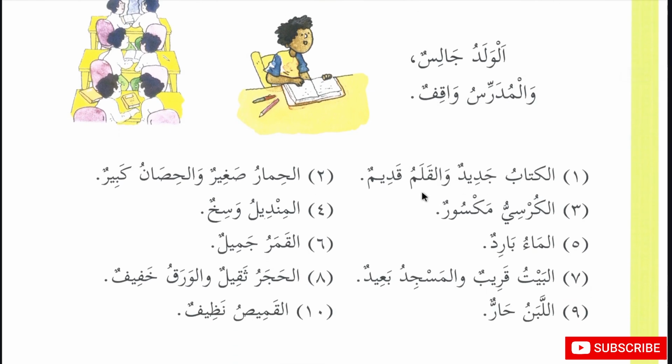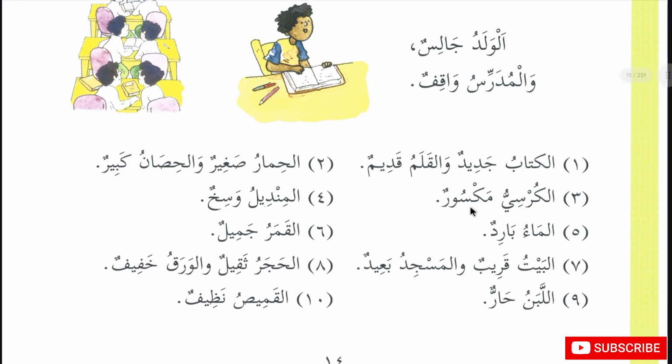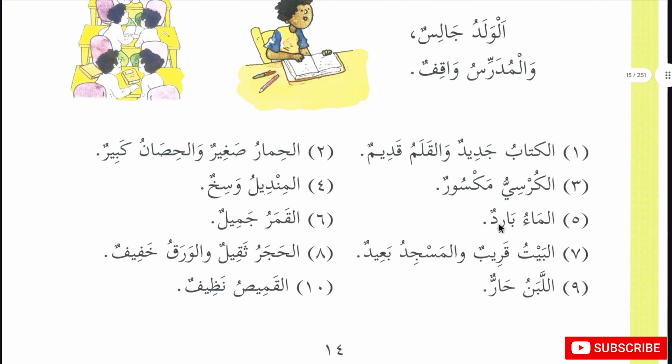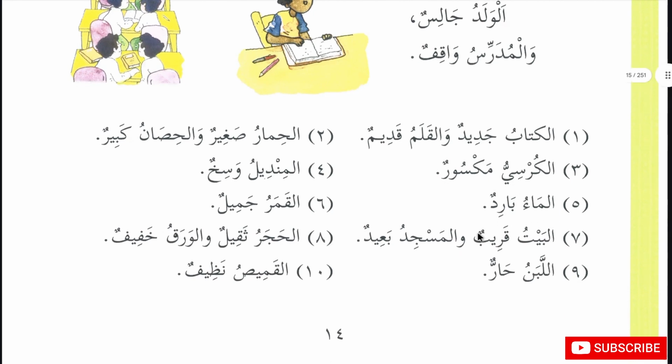Al-kitabu jadidun wal-qalamu qadimun, the book is new and the pen is old. Al-kursiyu maksurun, the chair is broken. Al-ma'u baridun, the water is cold. Al-baytu qaribun wal-masjidu baidun, the house is near and the masjid is far.